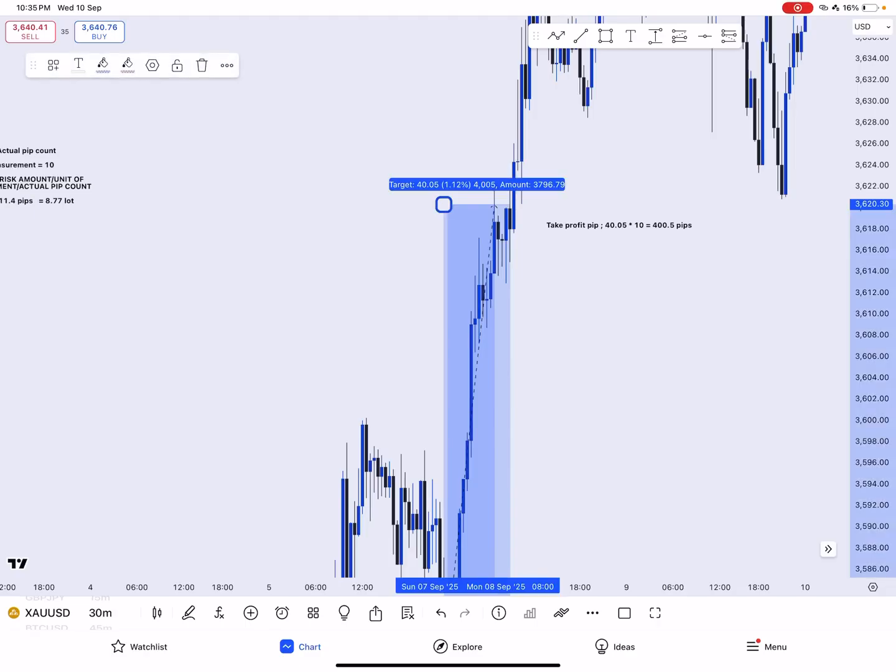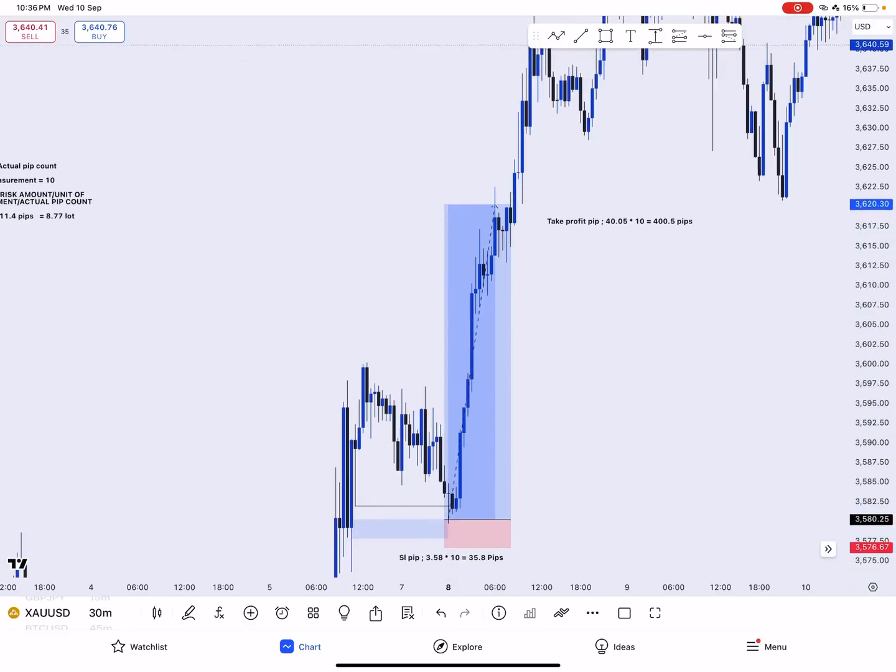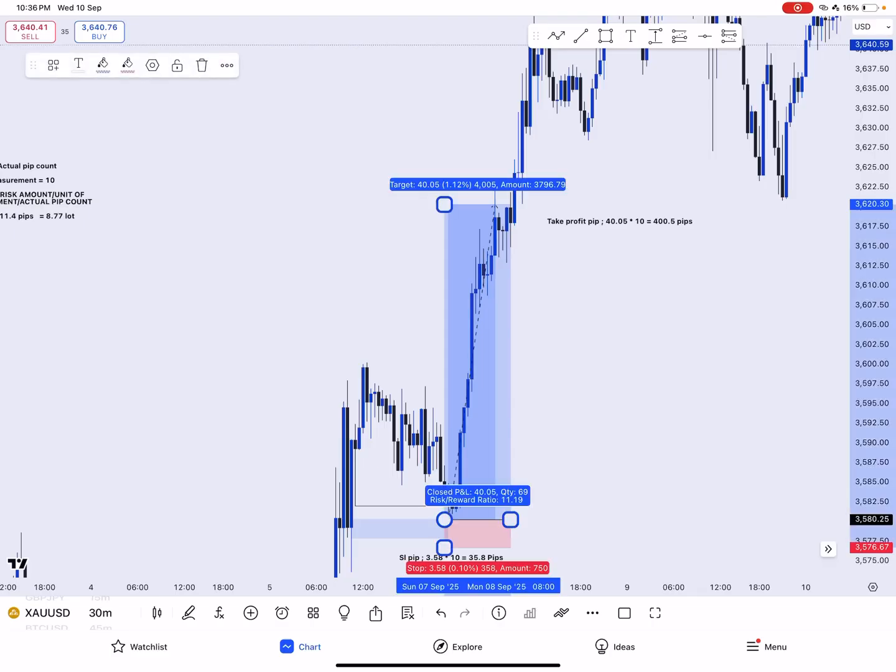This is not the pip count for this take profit. If you want to know the actual pip count, you do 40.05 multiplied by 10. That is 400.5 pips TP. So that's how you get the actual pip count for the take profit level or the stop loss level. Whatever is being displayed here, you multiply it by 10.